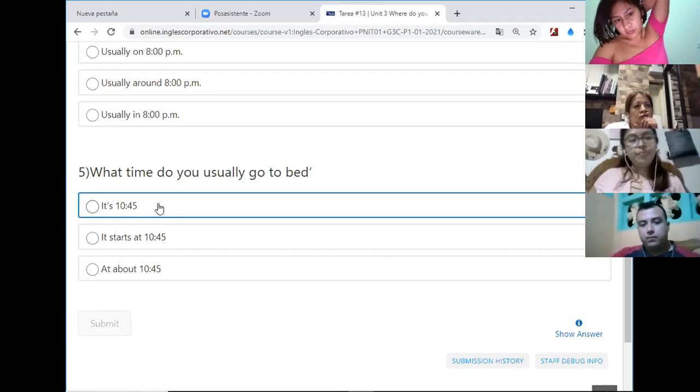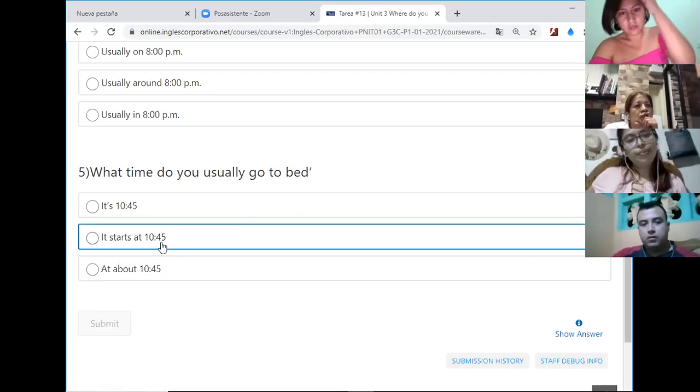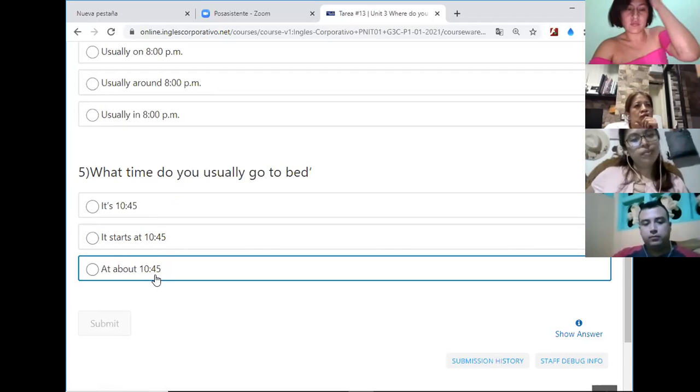What time do you usually go to bed? It's 10:45. It starts at 10:45 or at about 10:45.